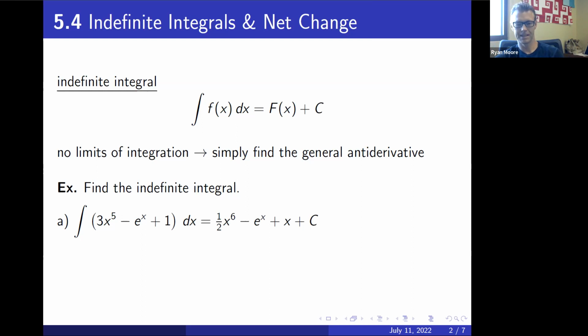Okay. Let's try one more. Hey, how about some trig? How about the integral of secant squared t dt? You may remember secant squared is the derivative of tangent. So this antiderivative would be tangent t plus c. Okay. That's it. That's indefinite integrals.